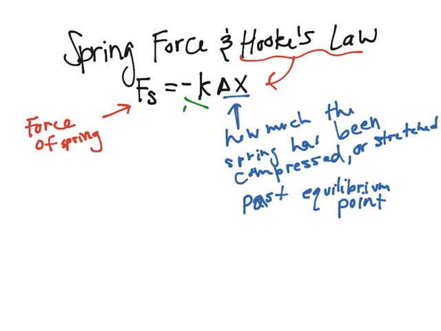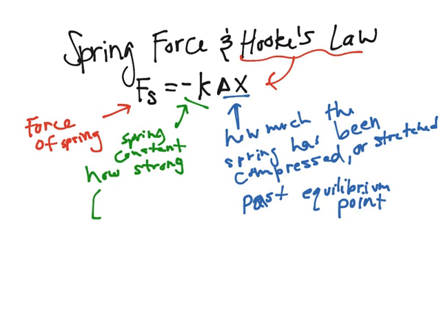And last but not least, this is the spring constant. And this specifically is essentially how strong your spring is. So some springs are really weak, they have a low spring constant. Some springs are really strong, it's very hard to move them. Those have a high spring constant.